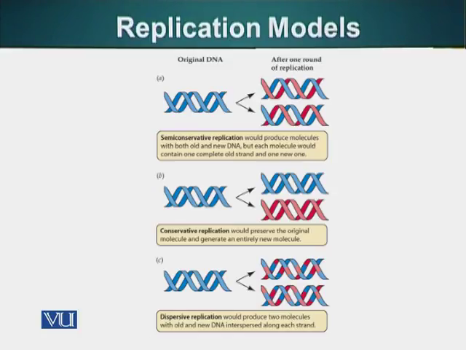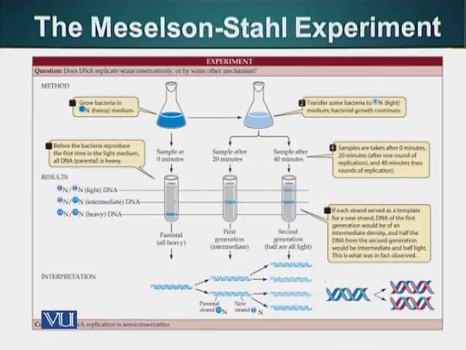So there are three models. We will look at a very elegant experiment showing how scientists were able to discern which of these models is correct, which is actually the model cells use to replicate their DNA. Let's look at this experiment, the Meselson and Stahl experiment.